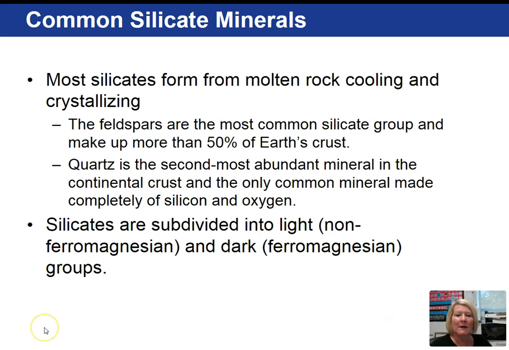And we can take our silicates and subdivide them into light and dark. Light are called non-ferromagnesian and dark ferromagnesian groups. Ferro is iron, magnesium is magnesium. So the light silicates do not possess iron and magnesium, and as a result they are light. What makes the dark silicates dark is the presence of iron and or magnesium.